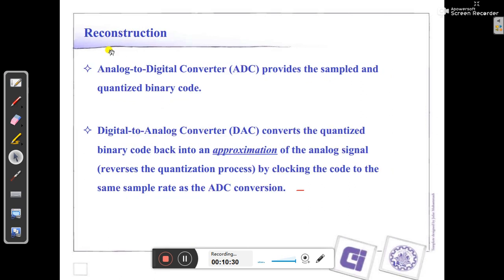The third one, reconstruction. The analog to digital converter provides a sampled and quantized binary code, and on the other hand, the digital to analog converter converts that quantized binary code back into an approximation of the analog signal. Reverse the quantization process, meaning whatever you have quantized needs to be reverted back to the amplitude level, and also reconstruct the wave by joining those amplitude levels, by clocking the code at the same sample rate as the ADC conversion.